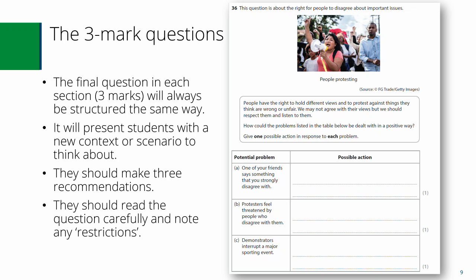In every case, students will always be encouraged to read these questions very carefully before they start to answer them, and to note any restrictions. In particular, you'll note that in this question, they were asked how these problems should be dealt with in a positive way, and that was very important when it came to answering the question.